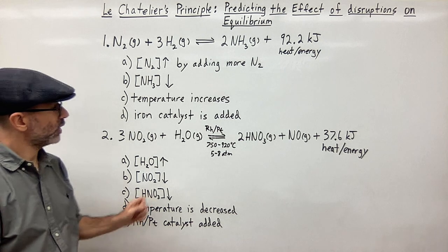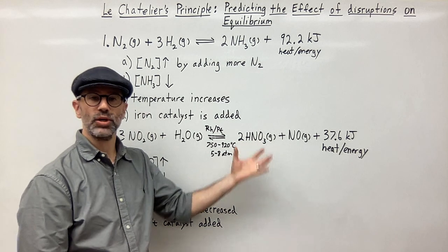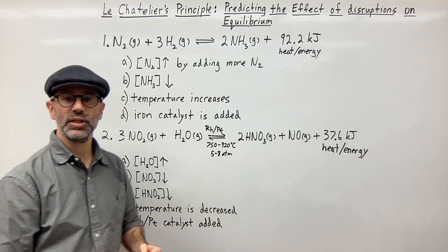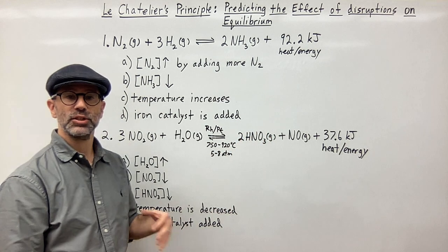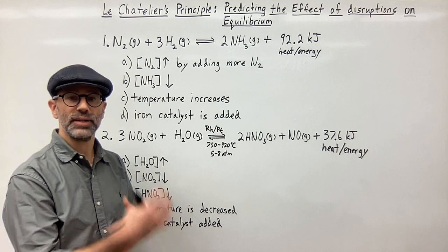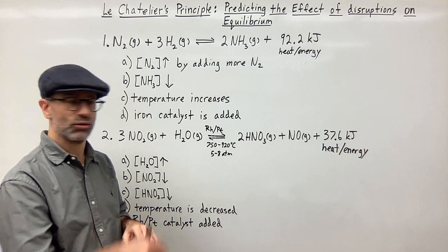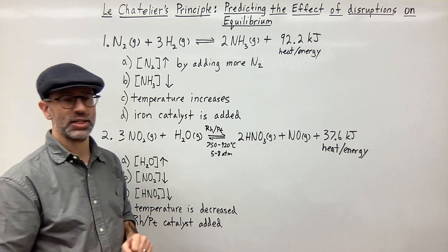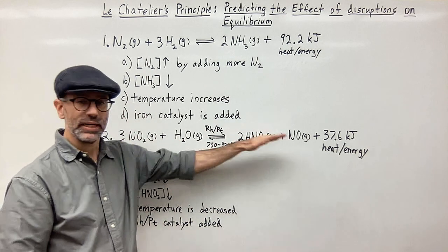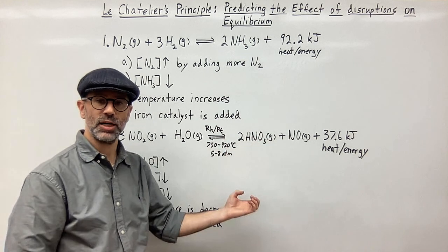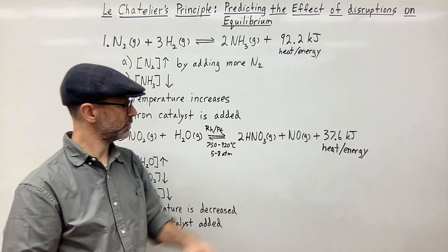Next, we have a decrease in HNO3. So here we have HNO3 as a product. So we're decreasing product. According to Le Chatelier's principle, if you decrease product, the system is going to do the opposite. It's going to replace that product. It's going to increase that product to try to get back to that equilibrium or reestablish equilibrium. So we would expect it to shift towards product. So decreasing product is going to cause the system to shift towards product to make more product.